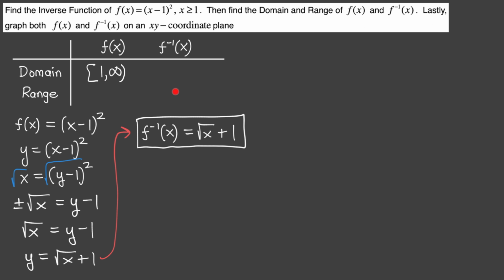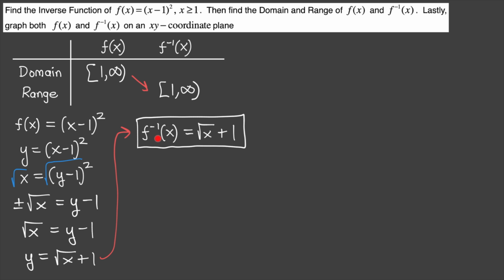All right, remember, if that's the domain of f of x, that's also the range of f inverse, because the domain of f is always the range of f inverse. So this is 1 to infinity as well, and we'll see that when we actually graph it. All right, next we need to find the range of f of x or the domain of f inverse. Remember, these two are going to be the same as well. So we could do it two ways.